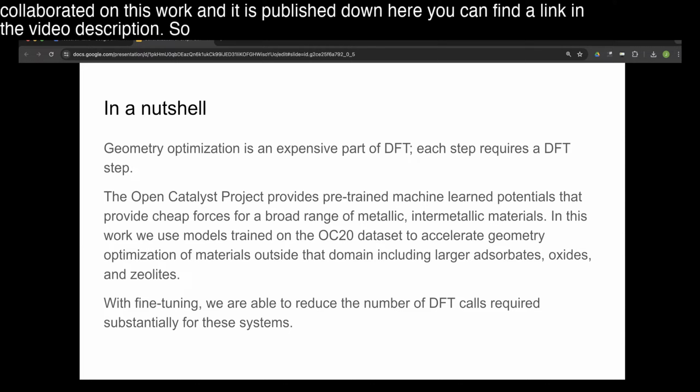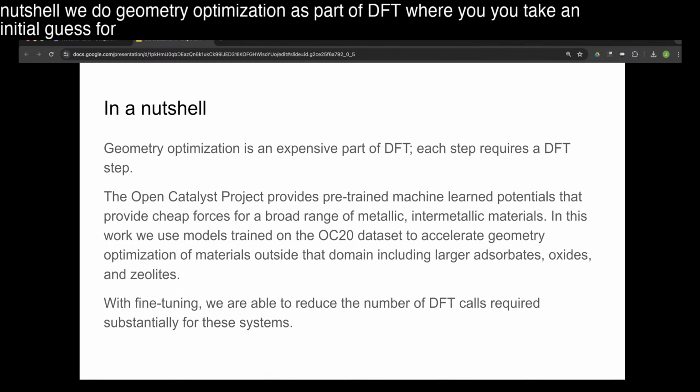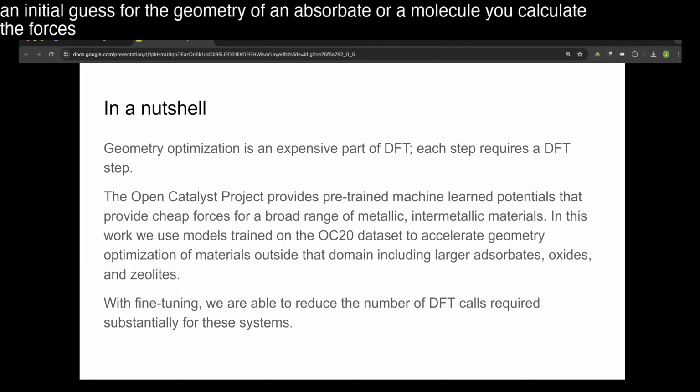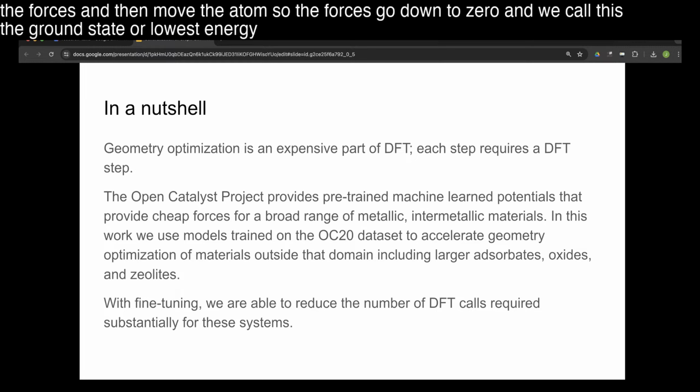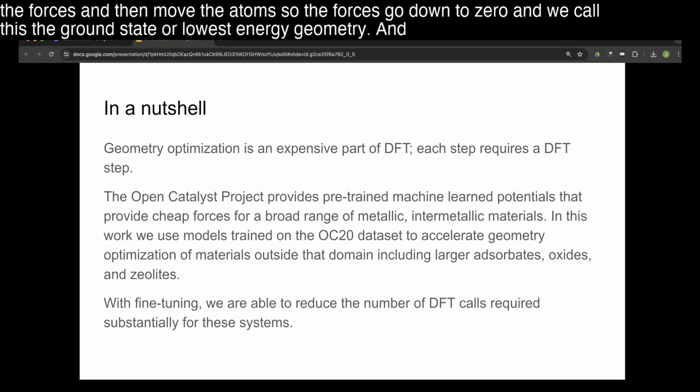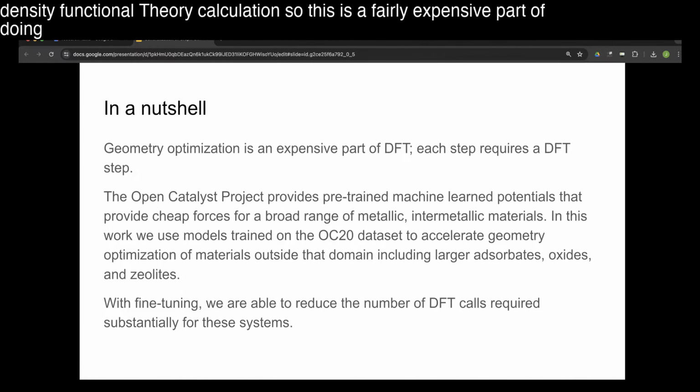So in a nutshell, we do geometry optimization as part of DFT, where you take an initial guess for the geometry of an adsorbate or a molecule, you calculate the forces, and then move the atoms so the forces go down to zero, and we call this the ground state or lowest energy geometry. Each step requires a density functional theory calculation, so this is a fairly expensive part of doing DFT.